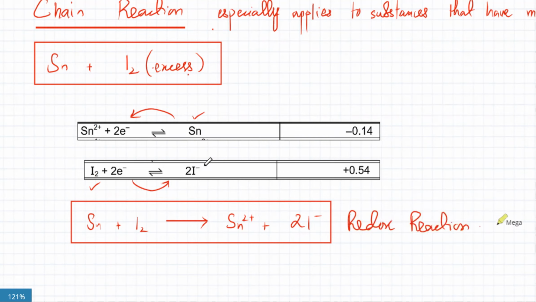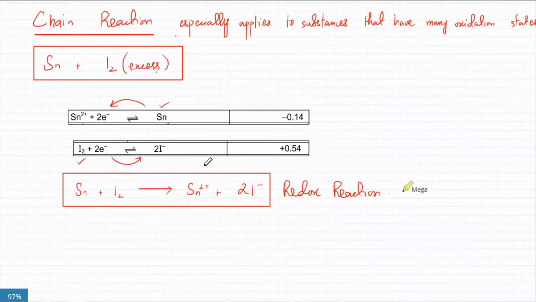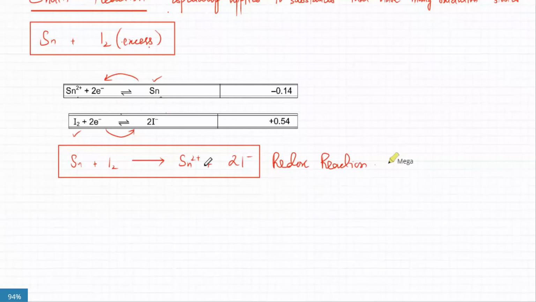And it's got this positive E0 value, so that's also fine. There's nothing wrong with this. But here's an issue now. This is the first reaction, reaction number 1, and this reaction has already taken place.